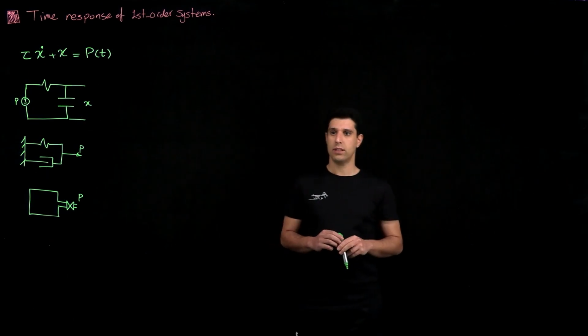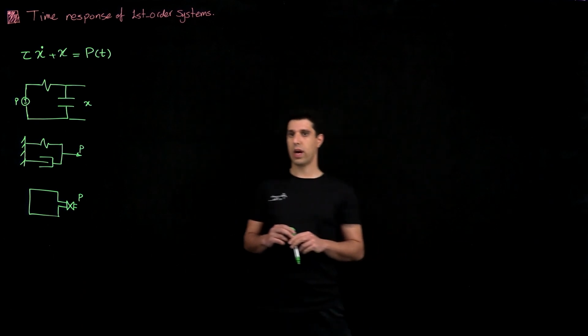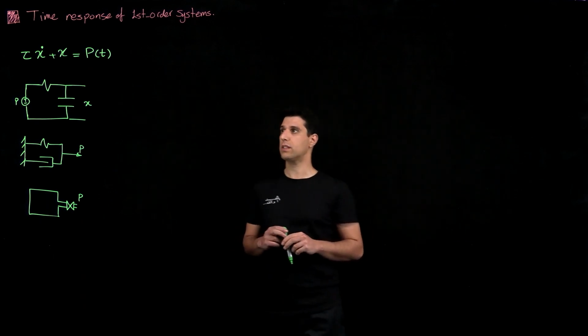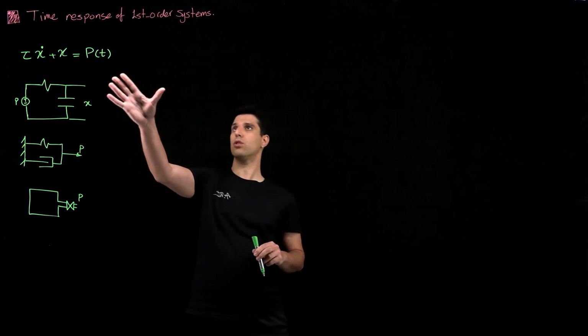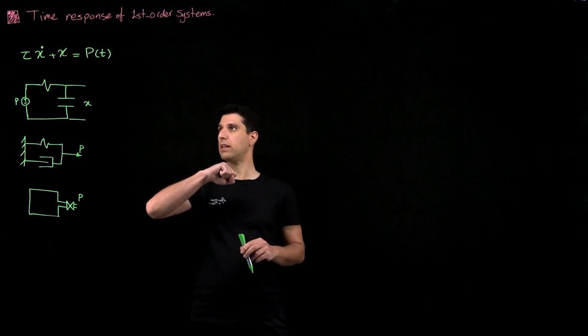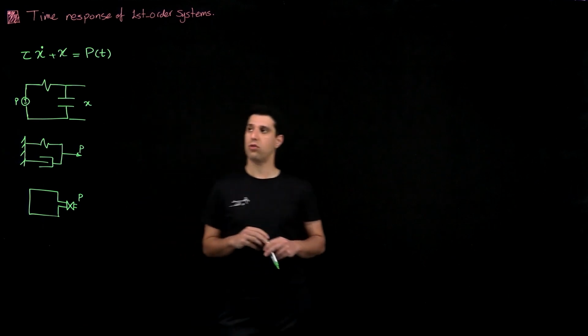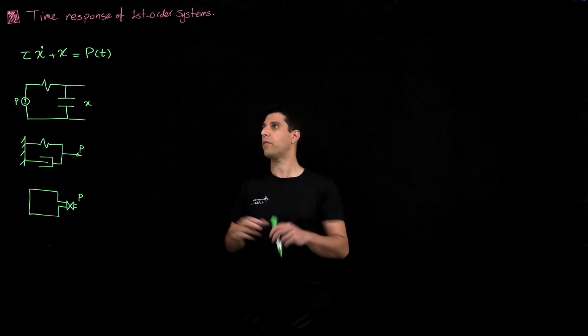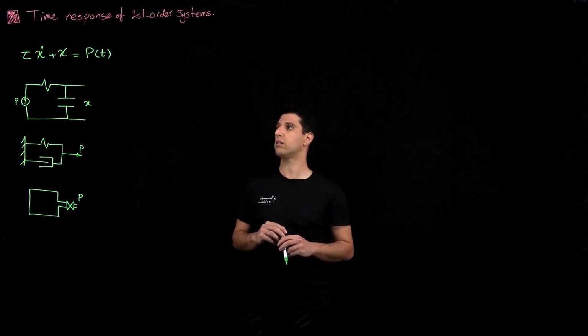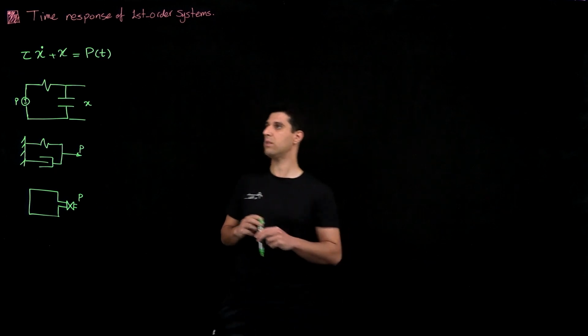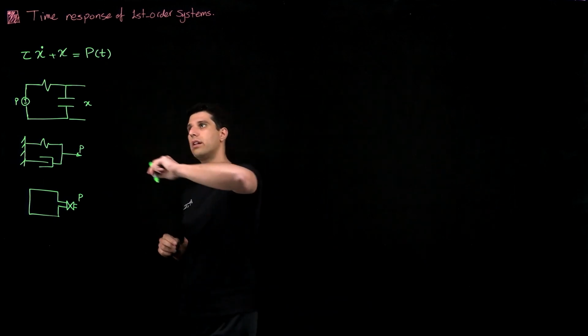All right, so now let's take a look at our first kind of system, the first order linear time invariant system. This is a generic form that you can describe any first order linear time invariant system with such a differential equation.